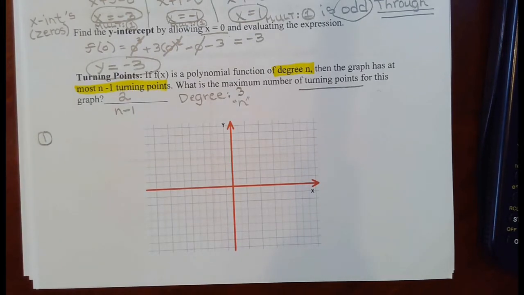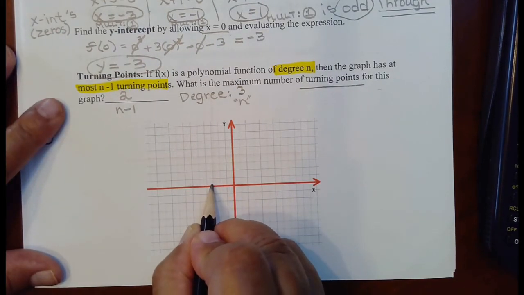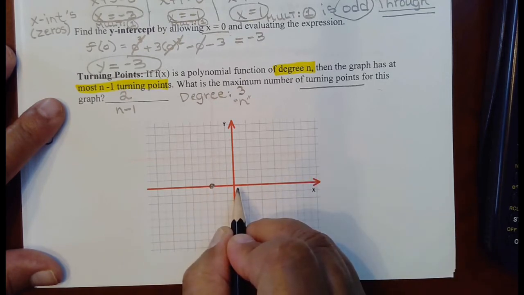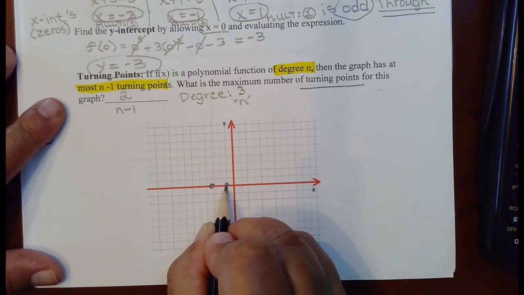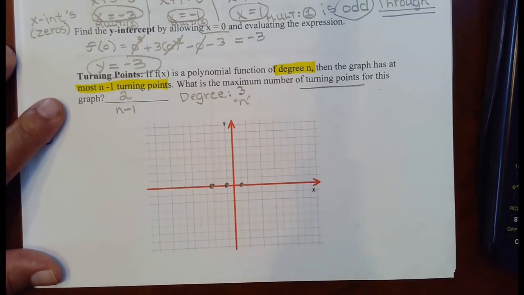Because our x-intercepts don't go any further than -3 and +1, I can now put my ends in. Remember, according to the end behavior that we talked about right here, the right is going to go up and the left is going to go down.